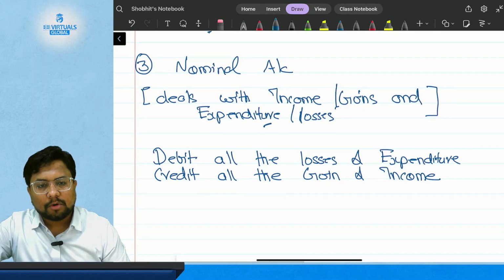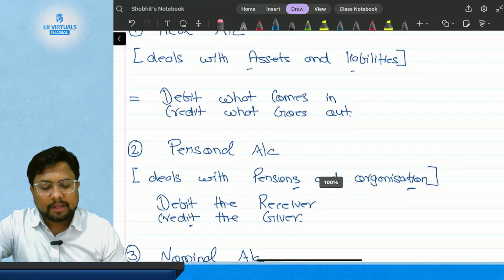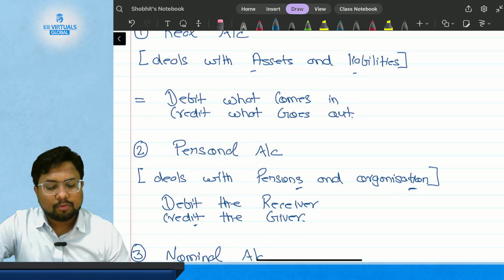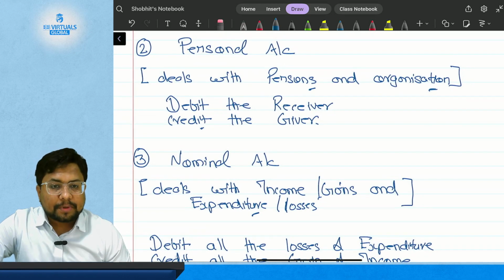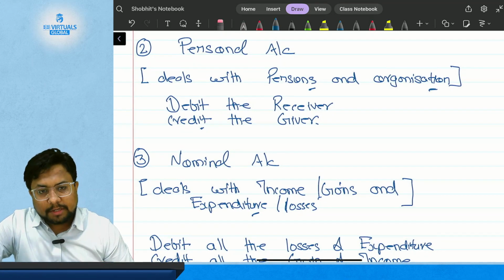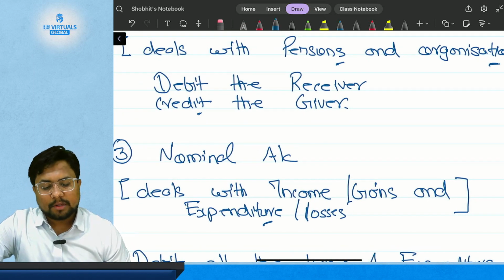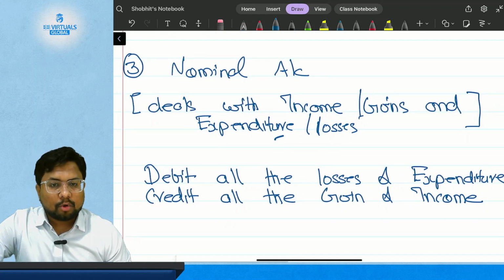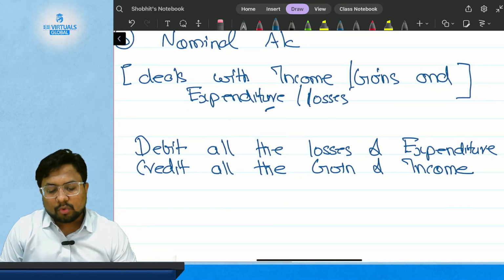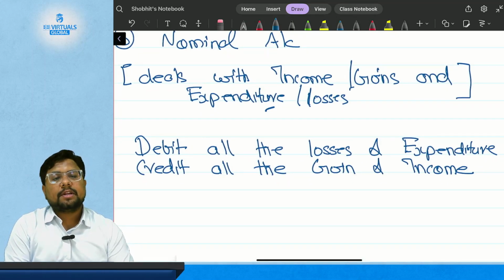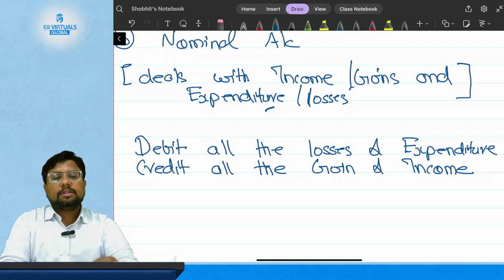Okay, so these are the three golden rules. First, it deals with real account, that deals with asset and liability, and the rule is debit what comes in, credit what goes out. And then comes the second rule, that is personal account, it deals with persons and organizations, and the rule is debit the receiver, credit the giver. And then comes the third rule, that is nominal account, about income and gains, expenditure and losses, and the rule is debit all the losses and expenditure and credit all the gains and income. So these are the three golden rules.